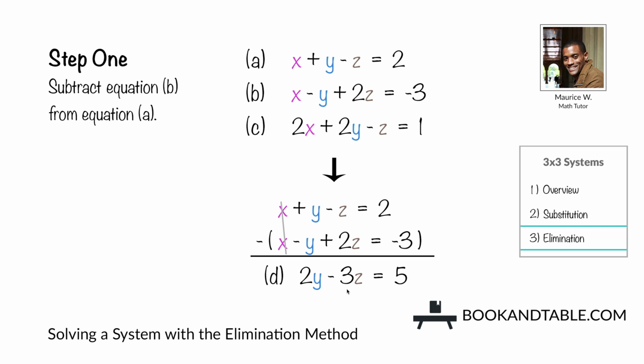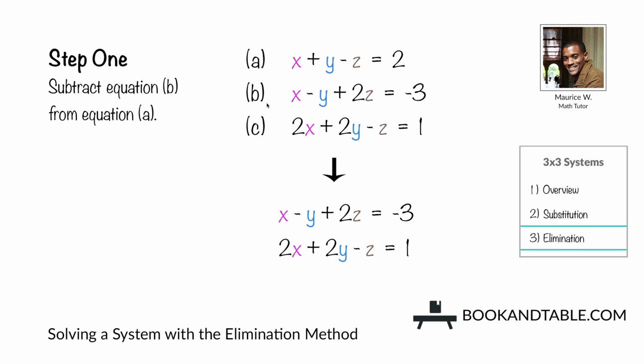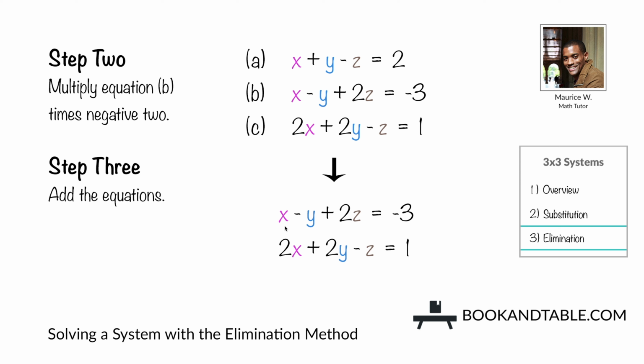So we'll put equation D to the side, and now we'll take a look at equations B and C. And in order to eliminate our x variable, we want to negate 2x and negative 2x. So we'll multiply equation B times negative 2. When we do so, we get negative 2 times x, which is negative 2x. Negative 2 times negative y is positive 2y. Negative 2 times positive 2z is negative 4z. And negative 2 times negative 3 is positive 6.